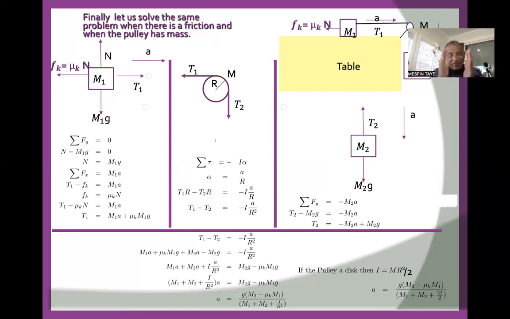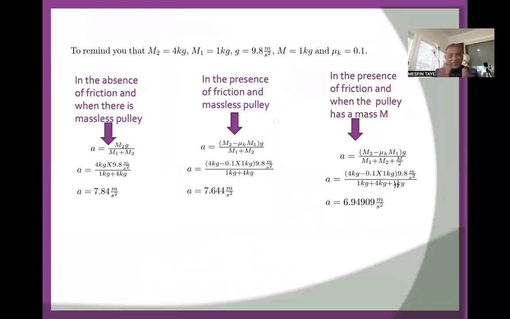Remember, first I start my problem without friction, when the pulley is massless. Then in the second example, let me add friction, but the pulley is massless. In the third example, let me add the pulley with a mass m, and let me add friction to it.